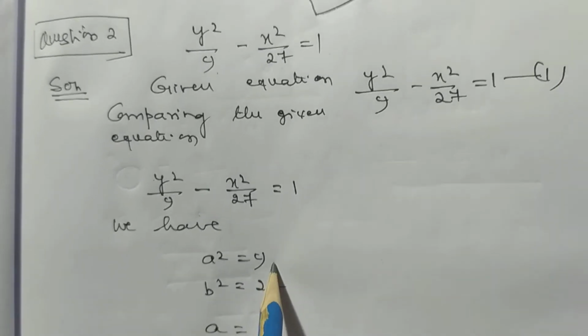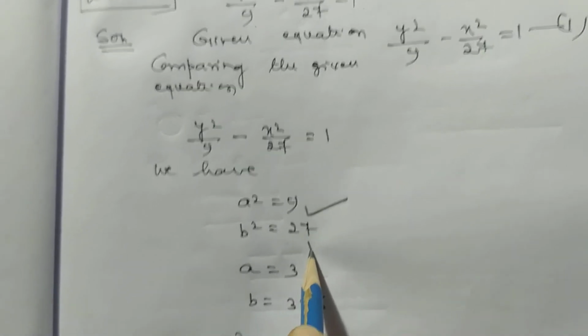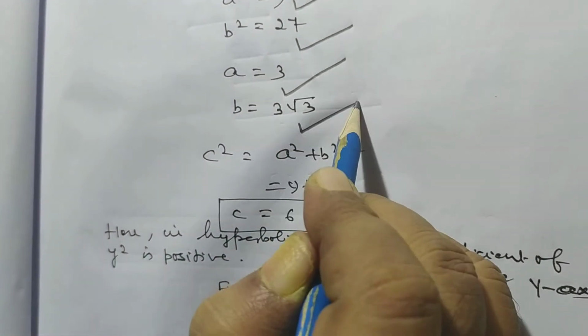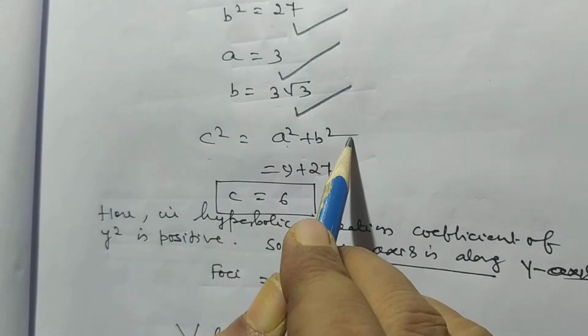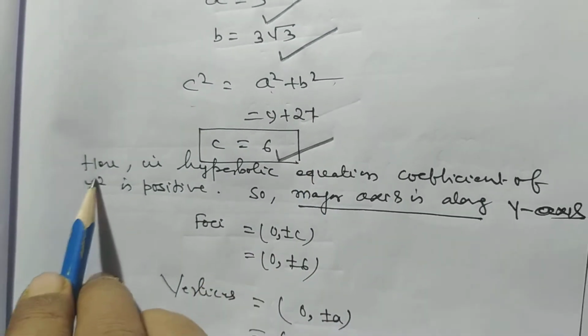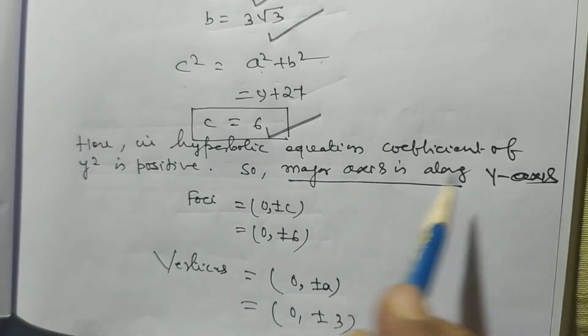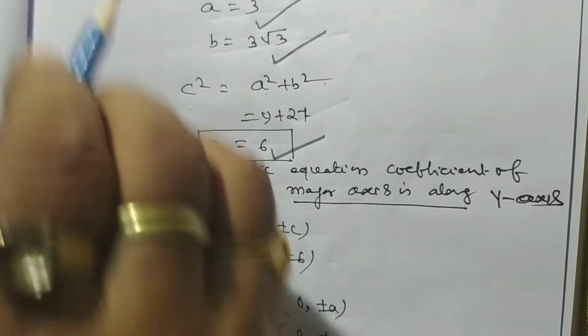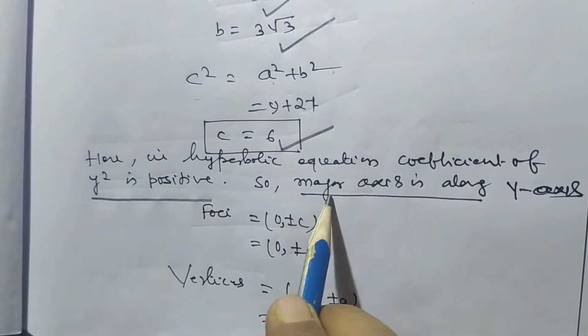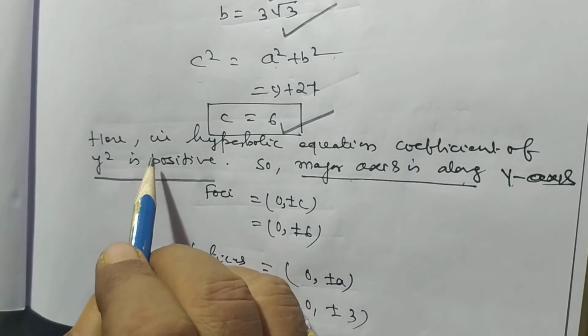So a square is equal to 9, b square is equal to 27, a is equal to 3, b is equal to 3 root 3, and c square is equal to a square plus b square, that is c is equal to 6. Here in the hyperbolic equation, the coefficient of y square is positive. Try to understand, the coefficient of y square is positive.